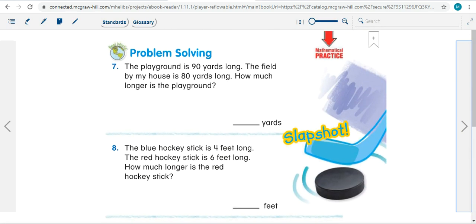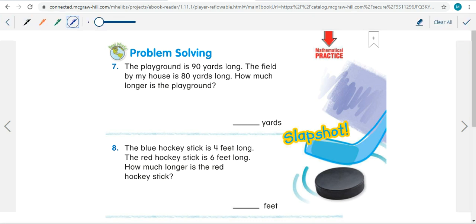Now we're going to do problem solving together. The playground is 90 yards long. The field by my house is 80 yards long. How much longer is the playground? Okay? Every time that you see the word longer, we need to find the difference. What is it that we know? We know that the playground is 90 yards long, and we also know that the field by my house is 80 yards long. So we're going to subtract 90 minus 80 to find the difference, okay?